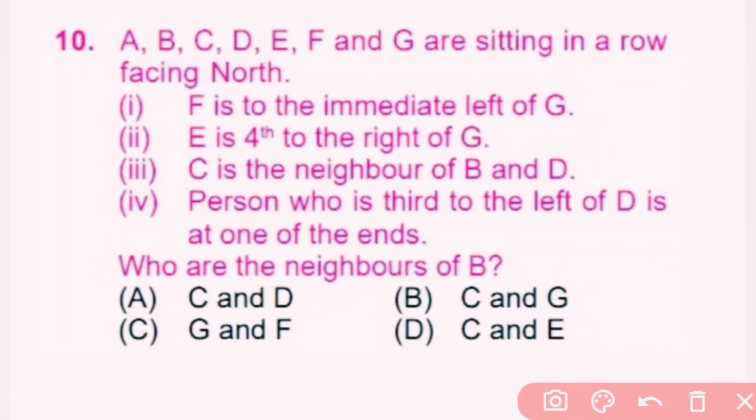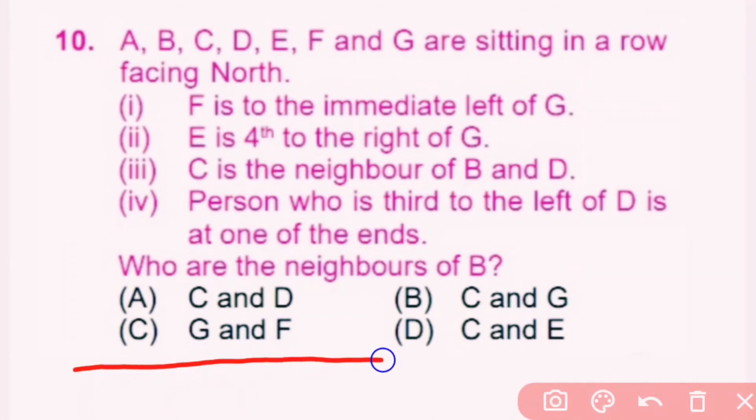Question number 10. A, B, C, D, E, F and G are sitting in a row facing north. Option 1. F is to the immediate left of G. Option 2. E is fourth to the right of G. Option 3. C is the neighbor of B and D. Option 4. Person who is third to the left of D is at the one end. So who are the neighbors of B?